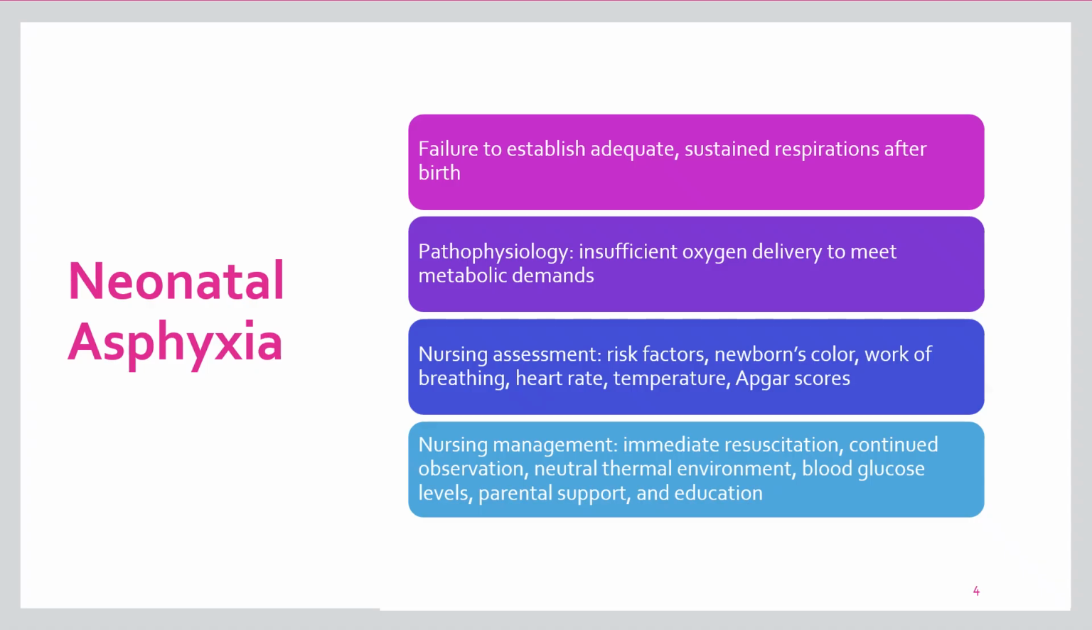So nursing management here is immediate resuscitation. As soon as the baby has asphyxia, that's a breathing problem, we need to do the resuscitation. Continued observation, neutral thermal environment, because these babies cannot take cool temperature, so we need to make sure the temperature of the room wherever the baby is adequate, warm enough. Blood glucose levels, as they can go for hypoglycemia. Parental support, it's very distressing for the parents, so make sure we are giving support to the parents, and also education to the parents regarding the condition.